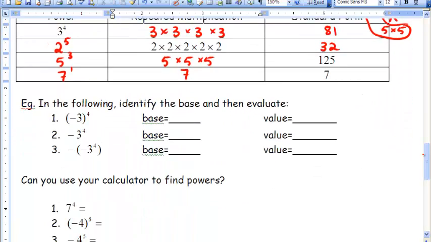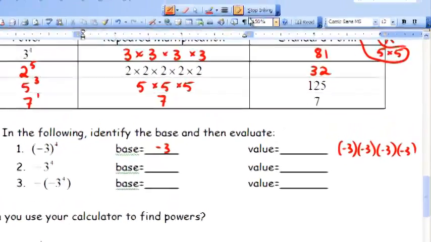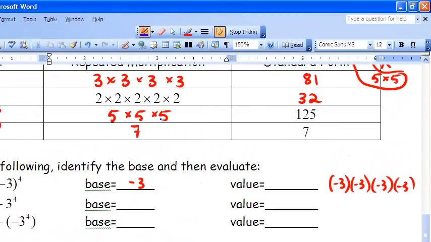Now, in the following, we're going to identify the base and then evaluate. So our base in the first one is -3. Now, the brackets are very important in this one. What is that saying to us? Well, it's saying -3 times -3 times -3 times -3. Well, we have a negative times a negative, which is going to give us a positive, right? And then we're going to times a positive by a negative. It's going to give us a negative. And then a negative times a negative is going to be a positive. All right, so our final value will be positive, and we get 81.